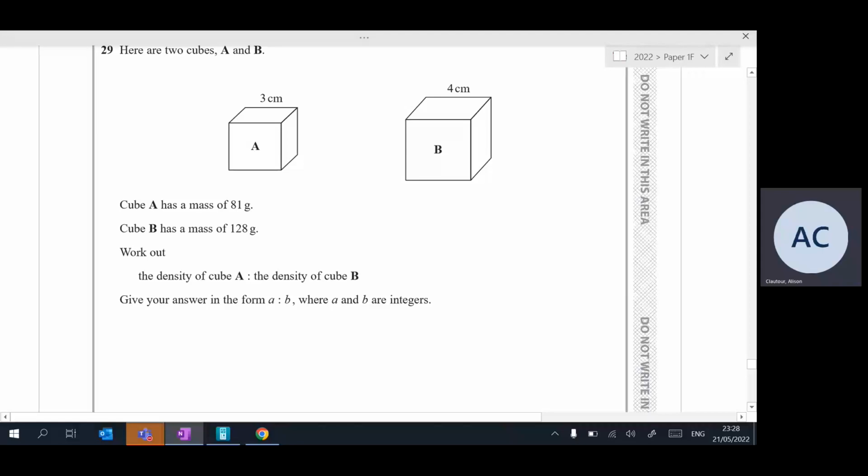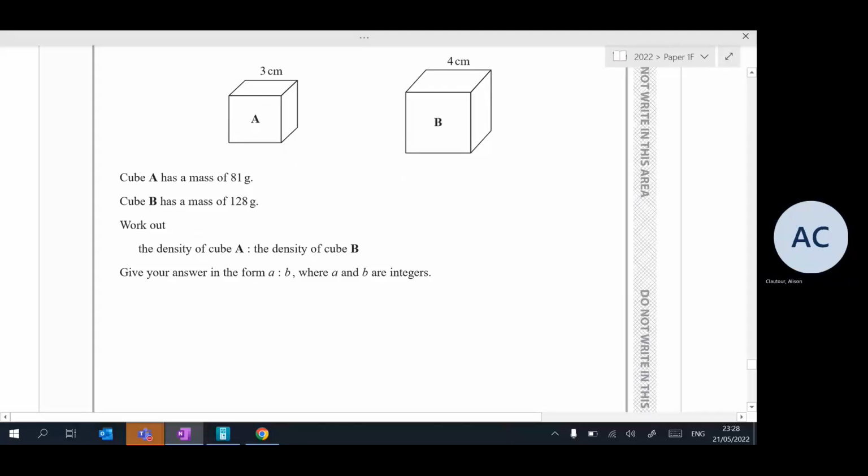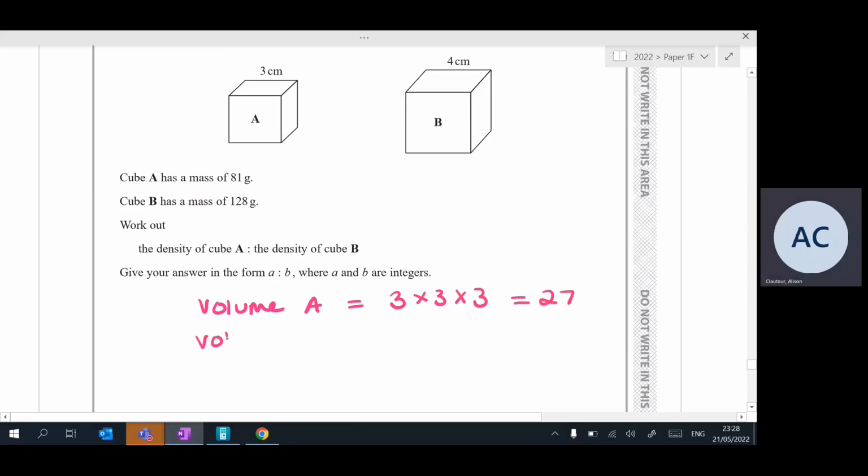Okay, cubes. And they're giving you the mass and you want to work out the density. So I need the volume of these cubes. Okay, so remember the volume of a cube is going to be just 3 times 3 times 3. So 27. B is then 4 times 4 times 4, which is 64.